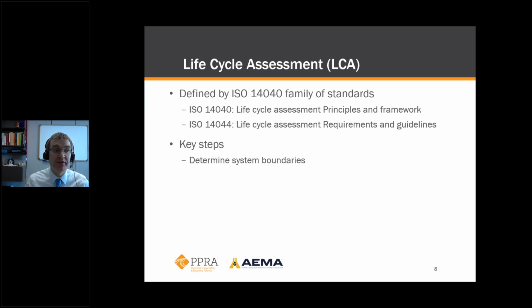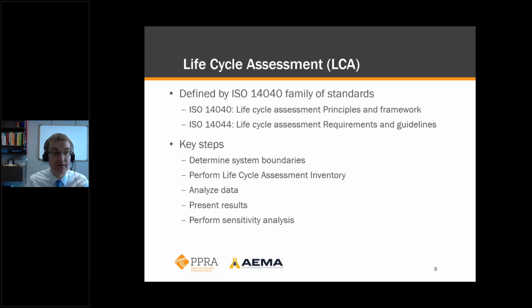And if you break down these 2 documents, you can kind of extract some key steps. And one of those key steps is to determine the system boundaries, which we'll talk about a little bit more. You perform a life cycle assessment inventory and you analyze the data. You then present the results and you perform a sensitivity analysis.